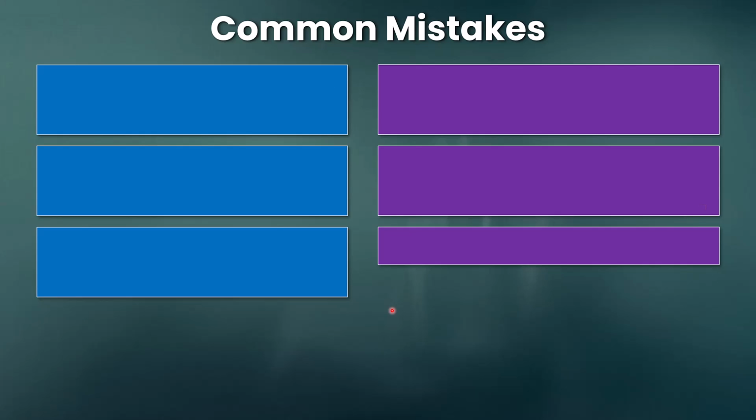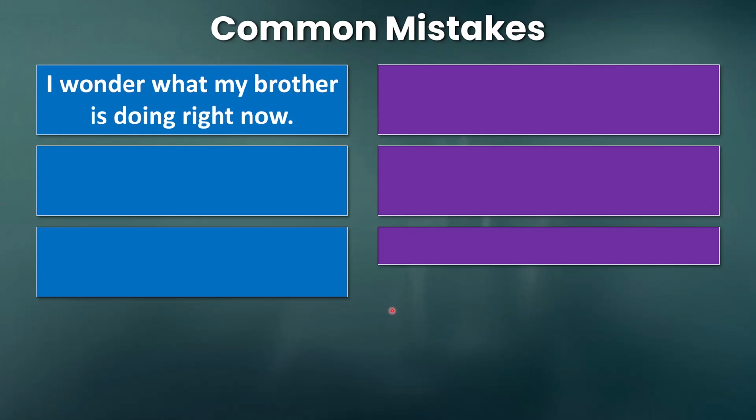Let's look at this first sentence. I wonder what my brother is doing right now. This ends with a period. This is a declarative sentence. However, many people might think that this is an interrogative sentence and put a question mark here because we have the word what and the person saying this sentence is wondering something.